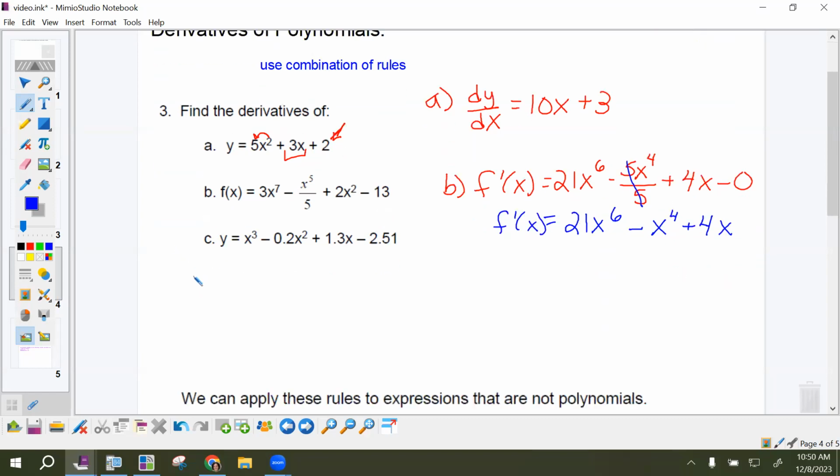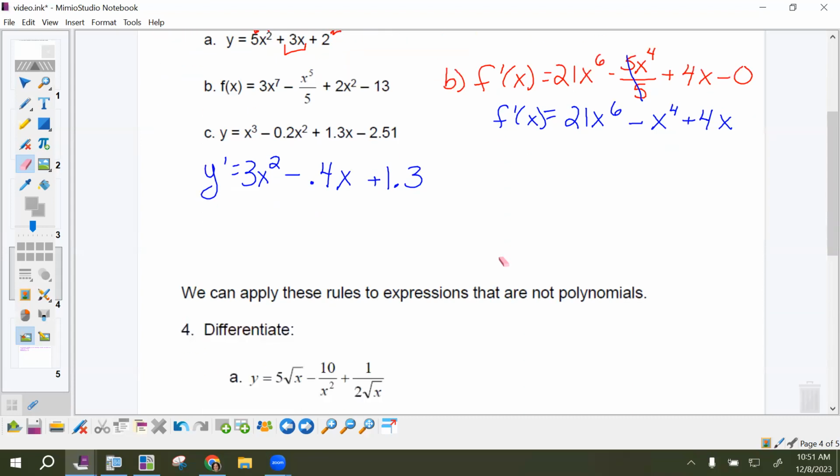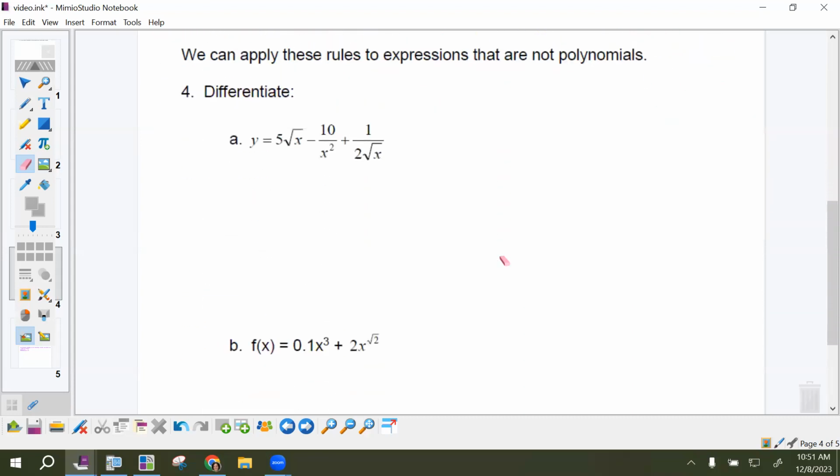All right, for c, 3x squared. 2 times 0.2 is 0.4. Get rid of that. So our answer is 3x squared minus 0.4x plus 1.3. All right, and last but not least, number 4.